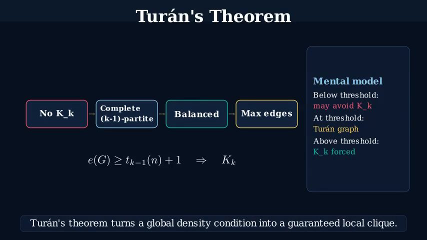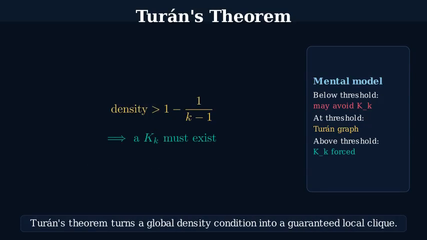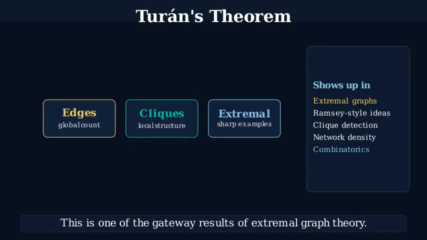So the theorem can be read as a density threshold. Below the threshold, a graph might avoid K_k. At the threshold, the extremal example is the Turán graph. Above the threshold, avoiding K_k is impossible, so a k-clique must exist. This theorem is a gateway result in extremal graph theory. It connects a global measurement, the number of edges, with a local structure, the existence of a clique. The same philosophy appears throughout combinatorics, Ramsey theory, and network analysis.